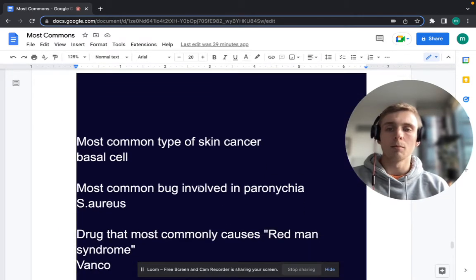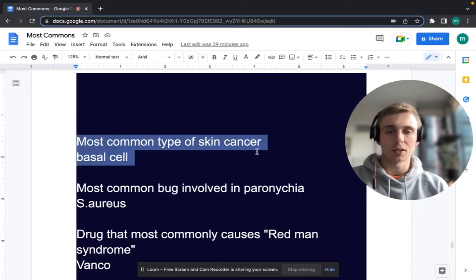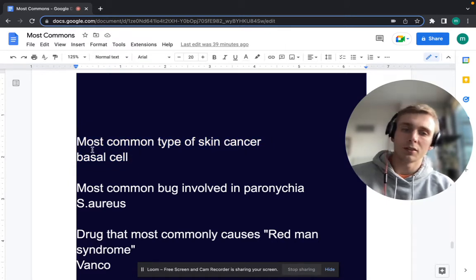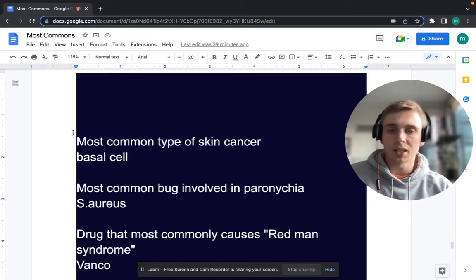How about the most common type of skin cancer? This is an easy one. That's going to be basal cell carcinoma. So basal cell carcinoma is the most common type of skin cancer overall.